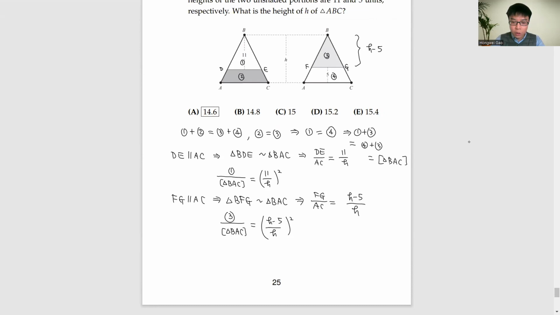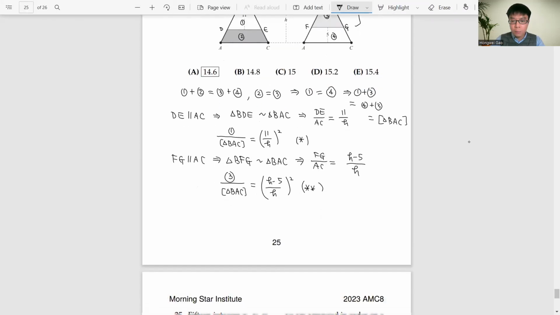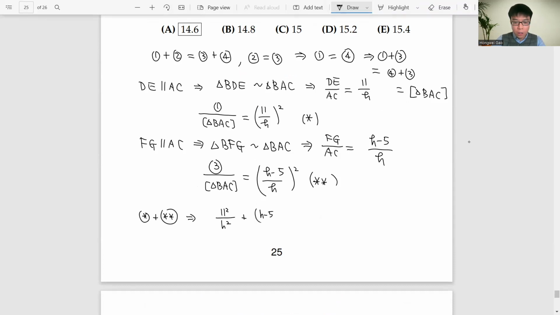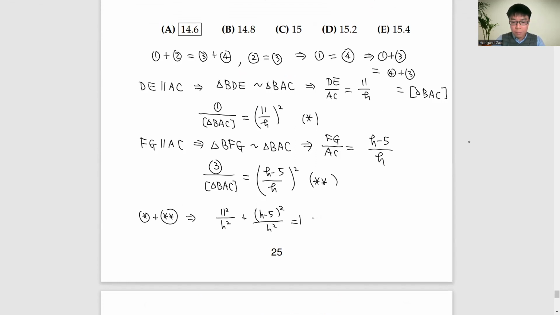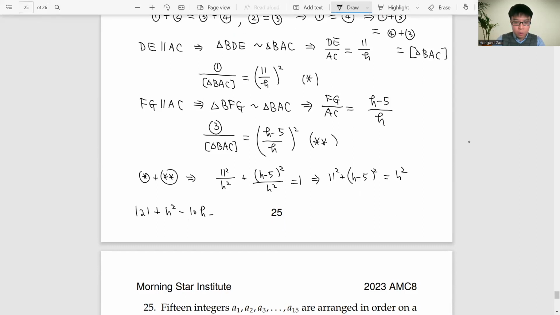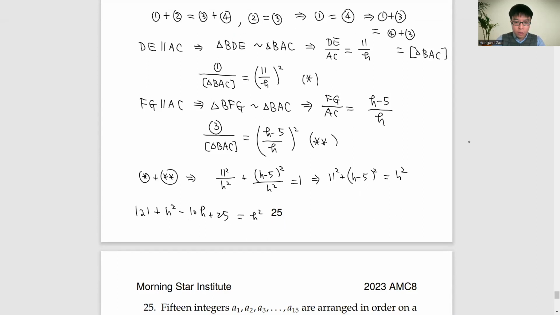So if we add these two equations, call them star and 2 stars, that's equal to 1, because region 1 plus region 3 equals the whole area. So we have the sum of these two: 11 squared over H squared plus H minus phi squared over H squared equals 1. Basically, 11 squared plus H minus phi squared equals H squared. When we open this, we have 121 plus H squared minus 10H plus 25 equals H squared. H squared can be cancelled.